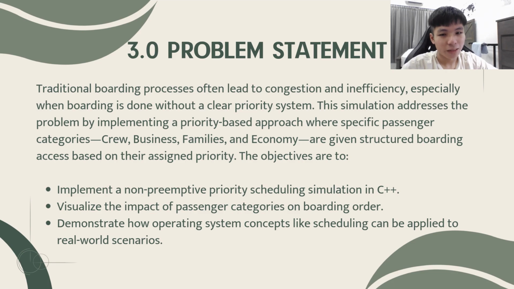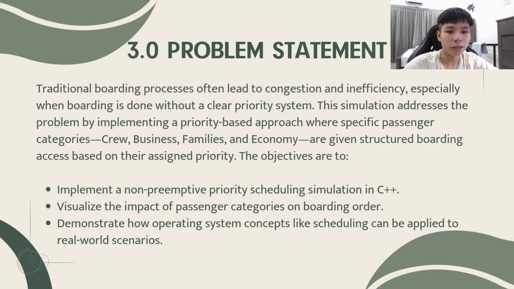Traditional boarding methods often cause delays, crowding, and passenger dissatisfaction due to the lack of structural priority. Our project addresses this issue by implementing a non-preemptive priority scheduling system inspired by operating system concepts. In our simulation, passengers are divided into four categories: crew, business class, family, and economy, each assigned a descending level of priority. Using C++, we model this system so that higher priority passengers board first, regardless of their arrival time.